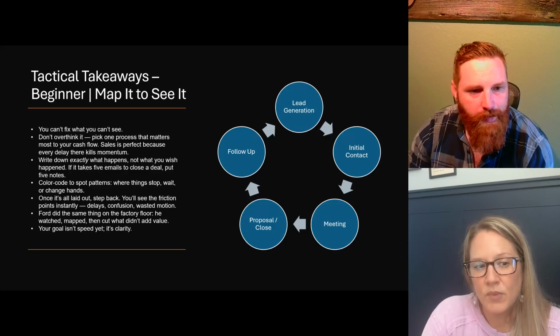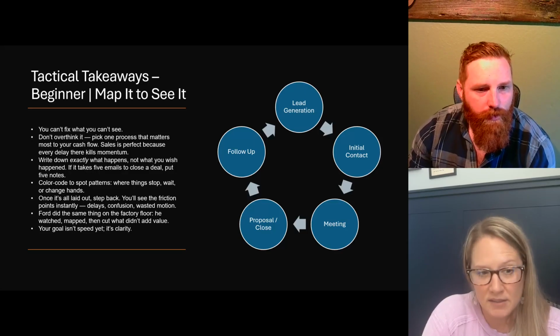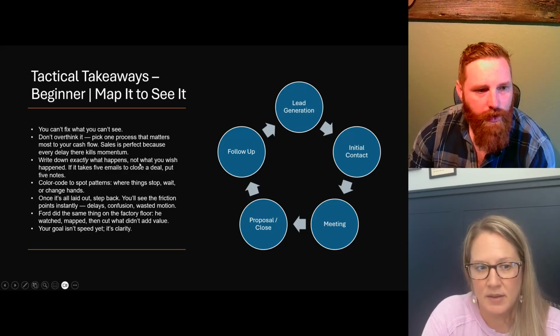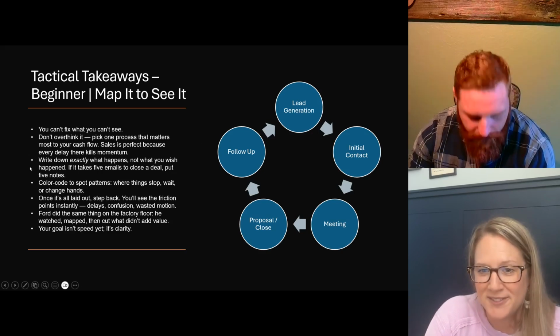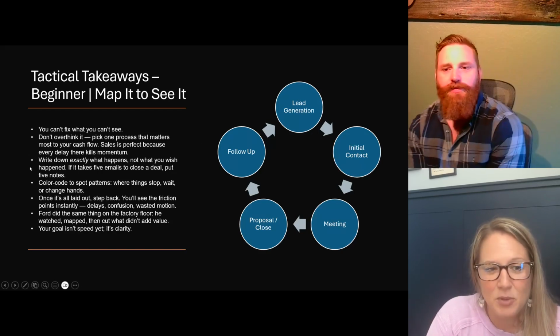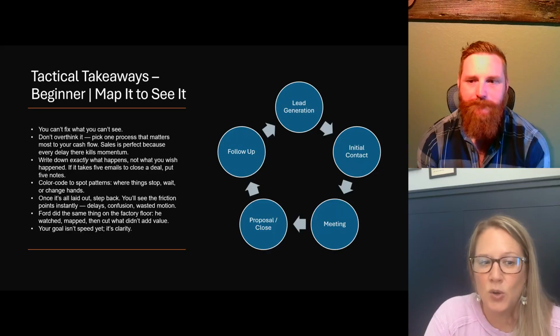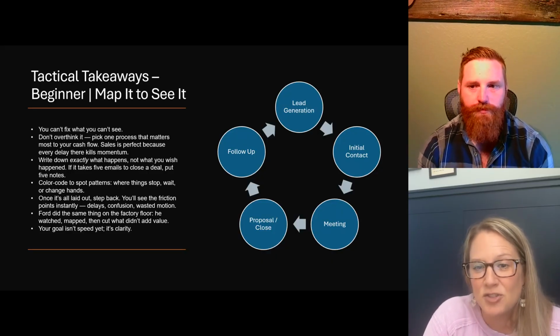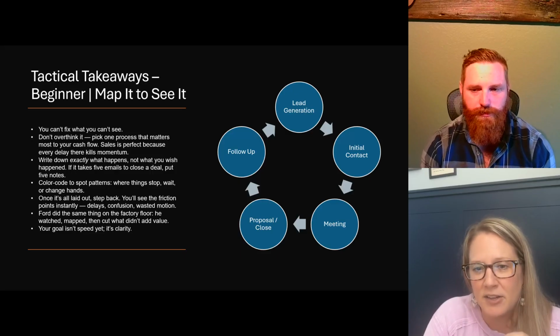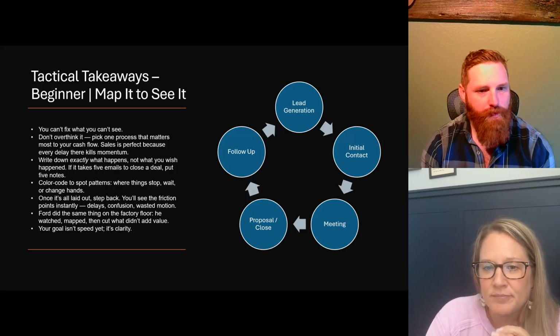And I mean, the whole idea of this process piece really is to create clarity around your business. I think the last bullet here is very well put: your goal isn't speed, it's clarity. And having a process should create a lot of clarity around what you're doing.